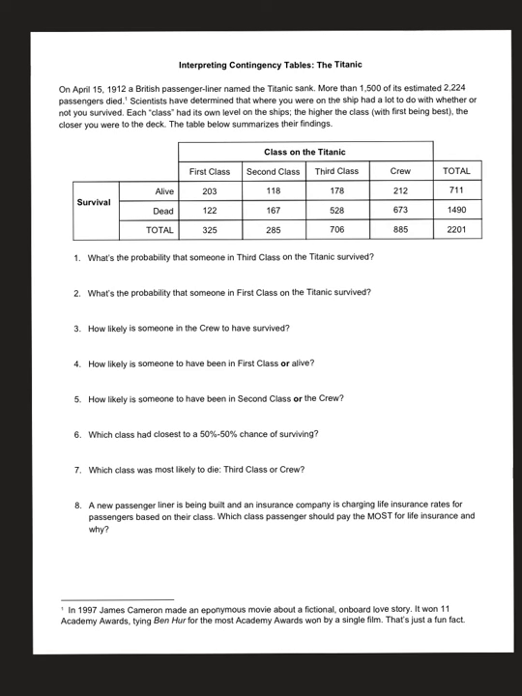But one of the cool things that they have figured out is that where you were on the ship had a lot to do with whether or not you survived. So each class, which is what we list up here at the top, had its own level on the ship. The higher the class, so first class was the best class, the closer you were to the deck. If you're closer to the deck, you're more likely to be able to get out in time before the ship sank. So I want you to answer these 7 questions.